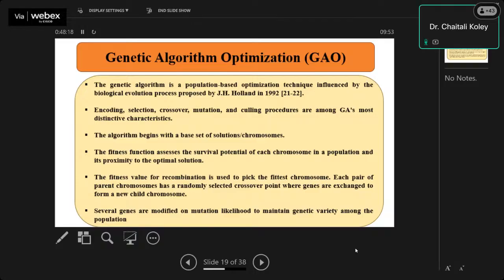This algorithm considers a set of solutions, or chromosomes. In the fitness process, or survival evaluation, each chromosome in the population is assessed. By means of the genetic algorithm, we try to find the best possible solutions, those that survive and can go on to the next generation. Gene modification or mutation maintains the genetic variety among the population, and this concept is utilized in this optimization technique.